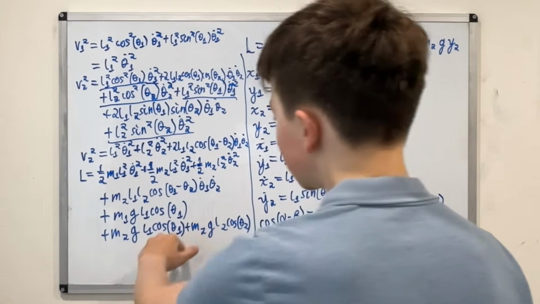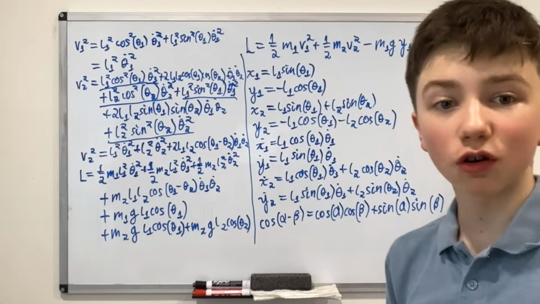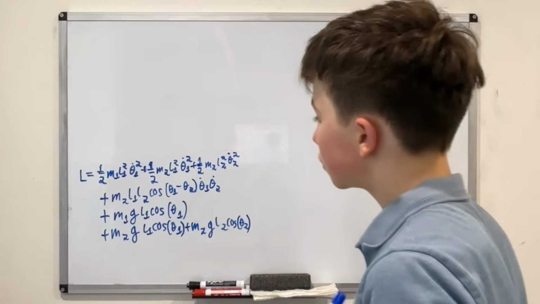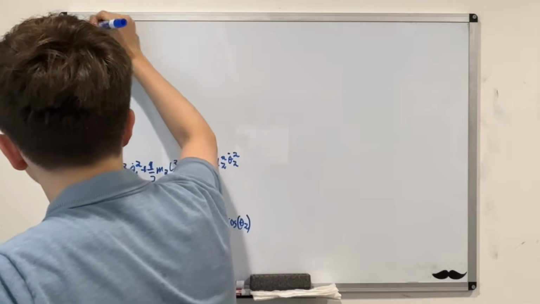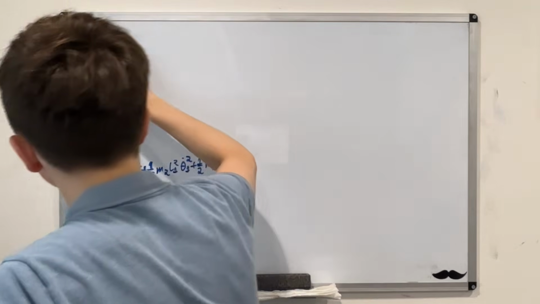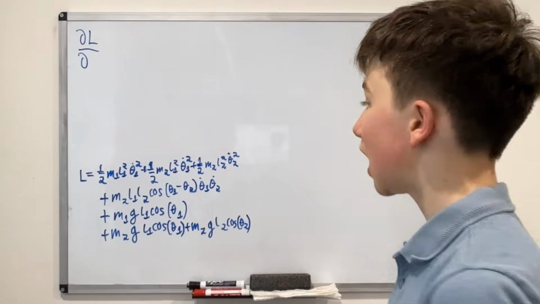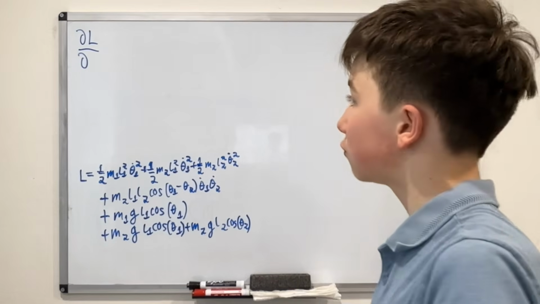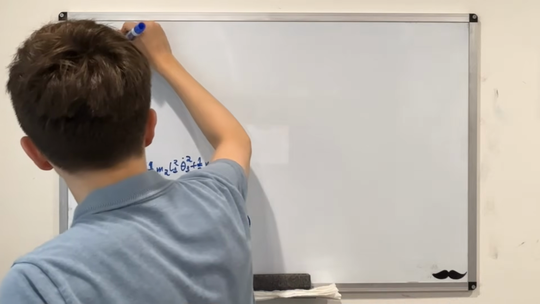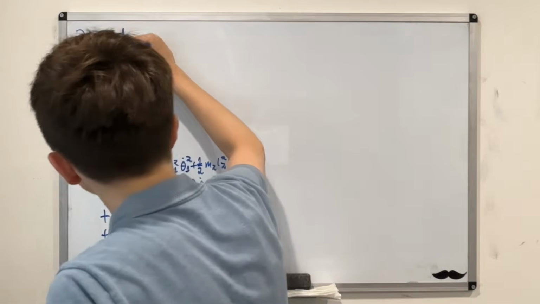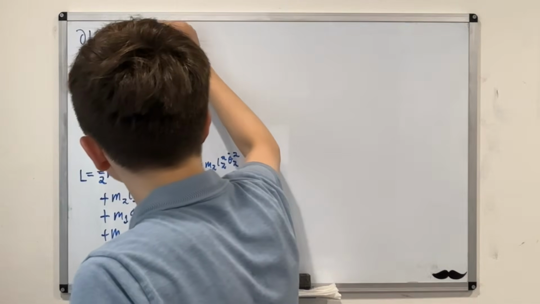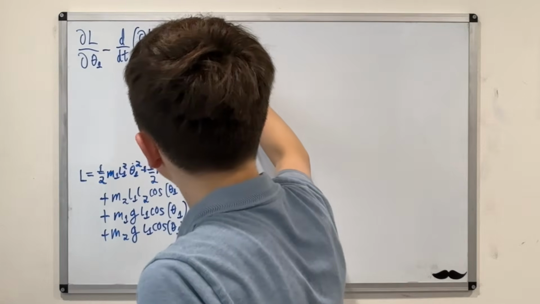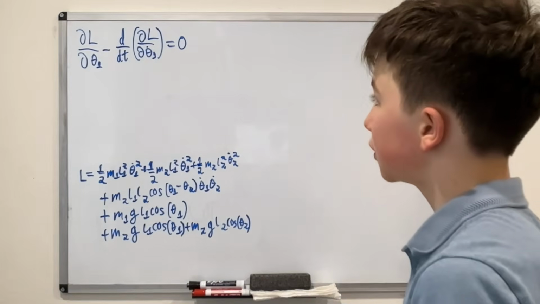Okay, so that's our Lagrangian, and it's finally ready to plug into the Euler-Lagrange equation. So here we have our Lagrangian, and now let's write our Euler-Lagrange equation. So that's going to be del L over del xi. Now here we have two xi. The first one is going to be theta 1, and the second one is going to be theta 2. So we're actually going to have two equations of motion. So let's begin with theta 1. So we're going to have del L over del theta 1 minus d over dt del L over del theta 1 dot equals 0.